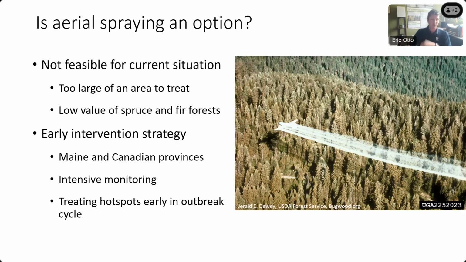But some of this work is being done more so in Maine and Canadian provinces. It's called the early intervention strategy. So they do very intensive monitoring. And once they find a population that starts to build up, they'll treat those hotspots early in that outbreak cycle. So where we are in Minnesota is way past that. But that's something they're putting a lot of work and effort into in Maine and different Canadian provinces.